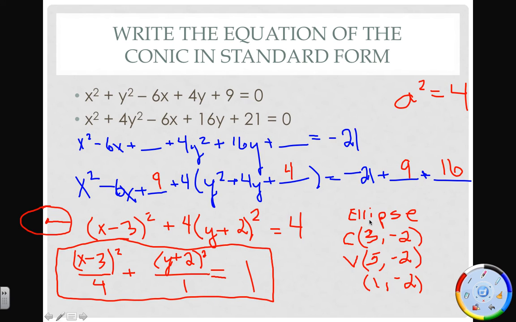It'll probably ask you to find what's the equation of. It'll say what's the center, what's the vertex. If it's a parabola, it might ask you what's the directrix and the focal point and the vertex. But it all comes from completing the square.